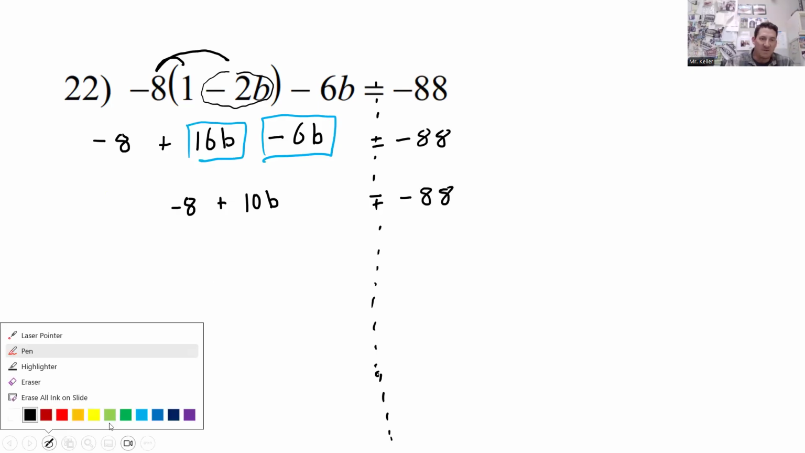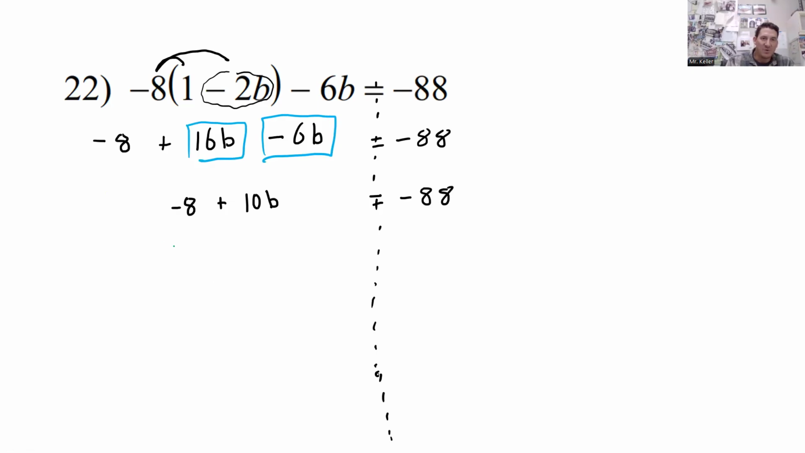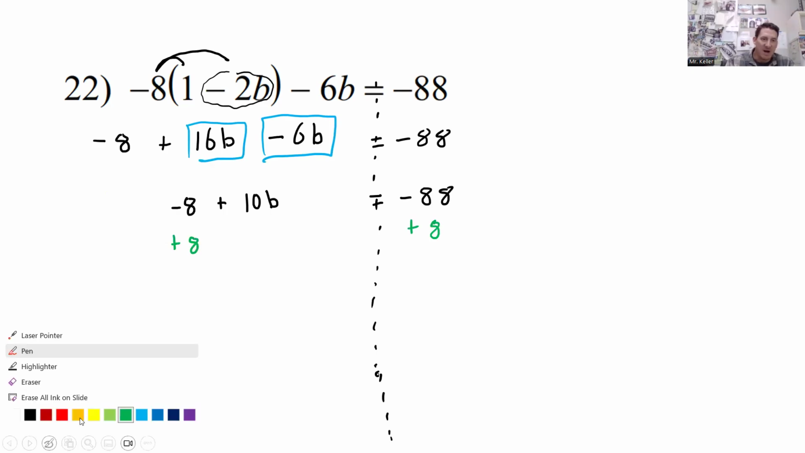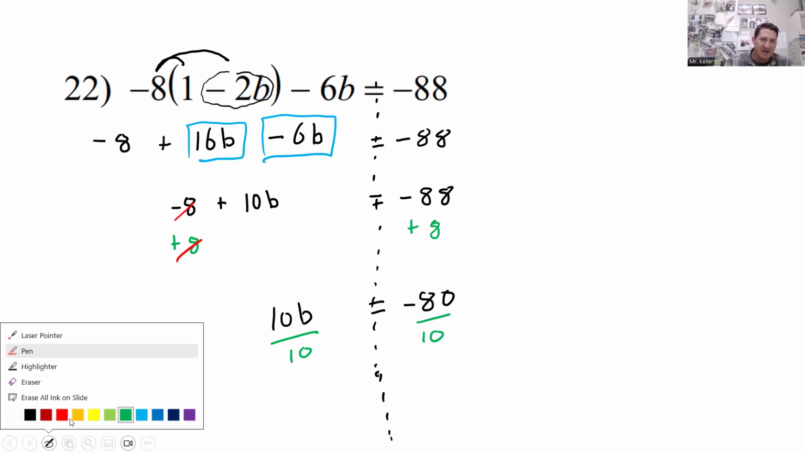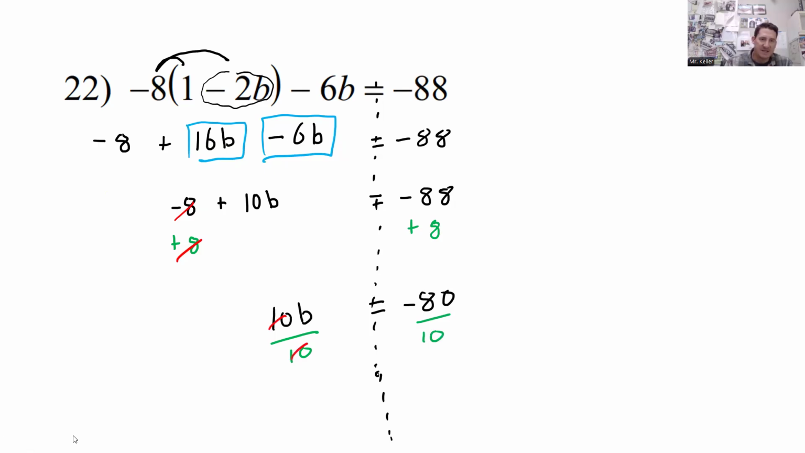Now I need to solve. I'm going to add 8 to both sides to eliminate that 8. So -8 plus 8 cancels out. And you get 10b is equal to -80. And then divide both sides by 10. Times 10 divided by 10 eliminates. You get b is equal to -8.